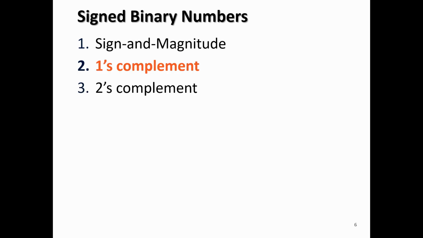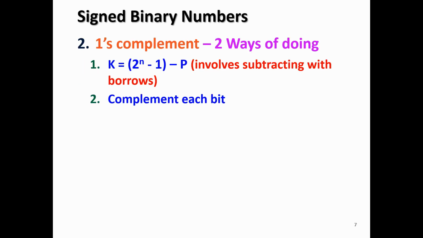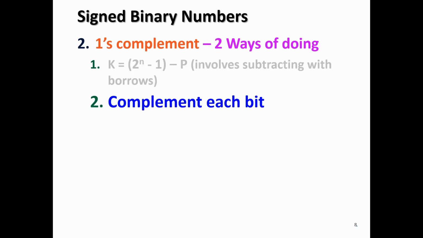The second method we use to represent negative binary numbers is the ones complement. In the case of ones complement, there are 2 ways of doing it. The first way involves a formula that we have to follow, which involves subtracting with borrows. The second way is complementing each bit.